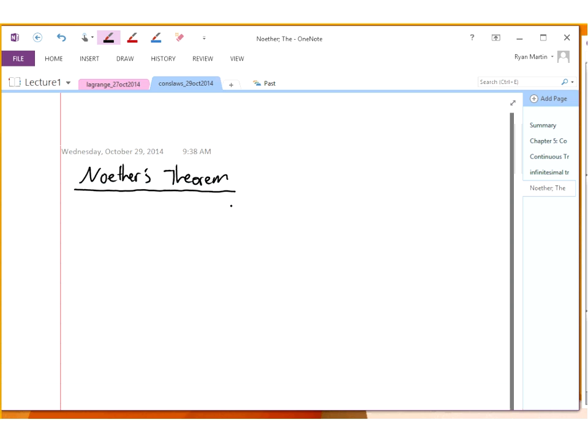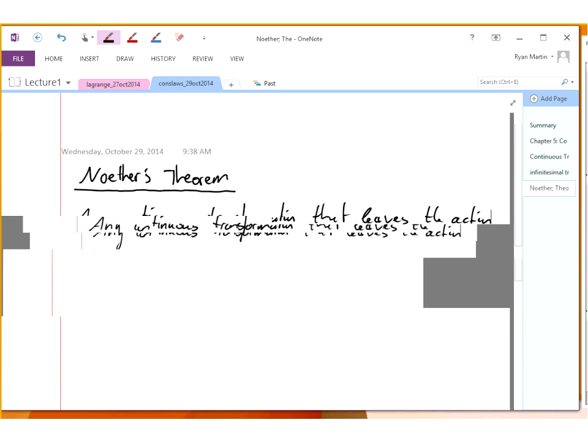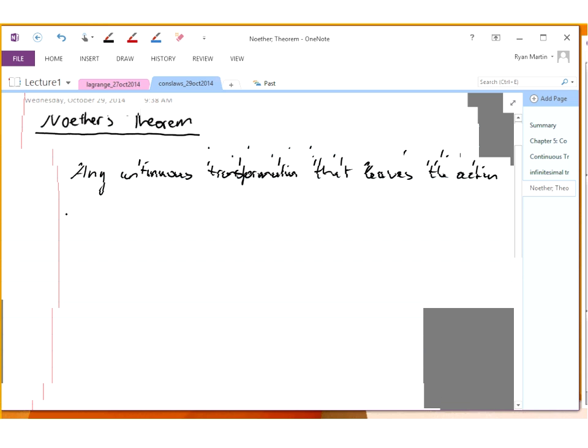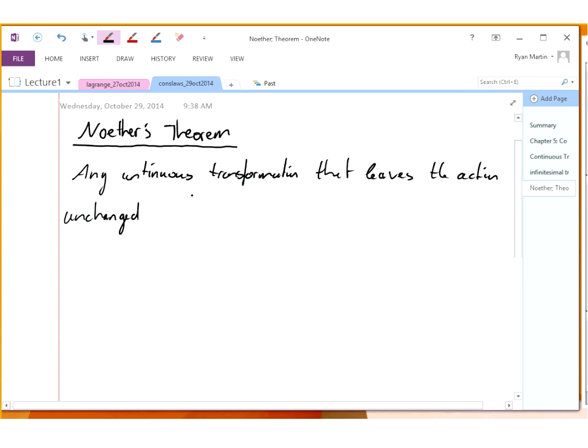So what does the theorem say? The theorem says that any continuous transformation that leaves the action unchanged is associated with a conserved quantity.